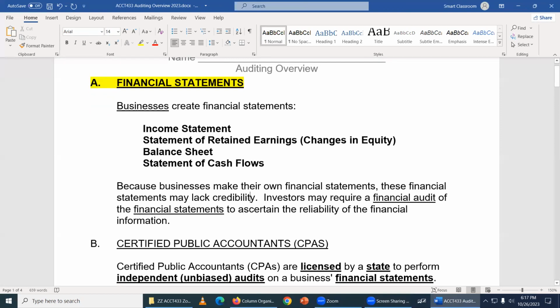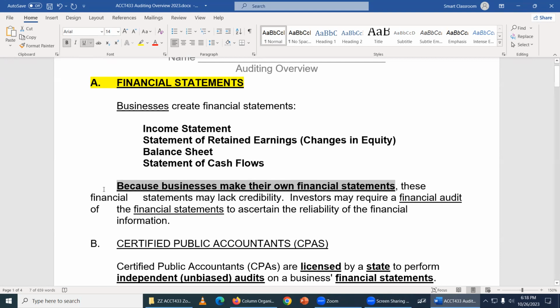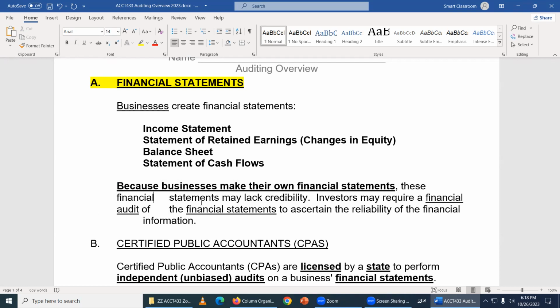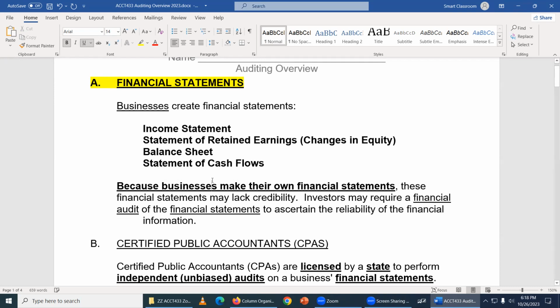Now, businesses make their own financial statements. So the auditors make the financial statements? No, they don't. If it's a company, the company makes their financial statements. Now, as you might realize, if the company's making their own financial statements, people might look at these and say, well, can we trust these? They're making them themselves. So they generally will lack credibility unless someone else takes a look at them.